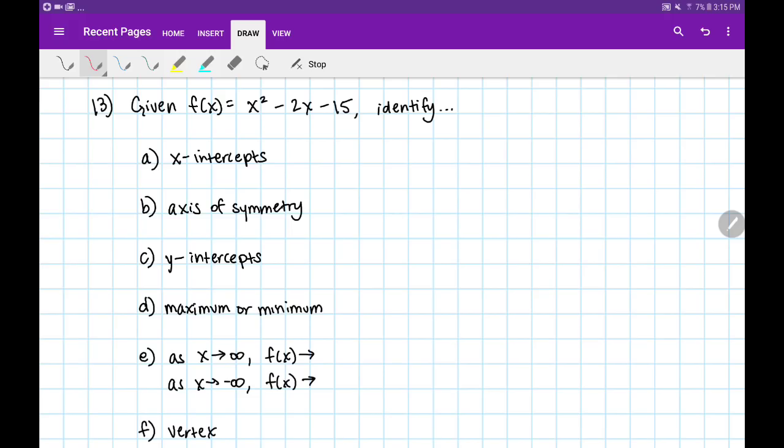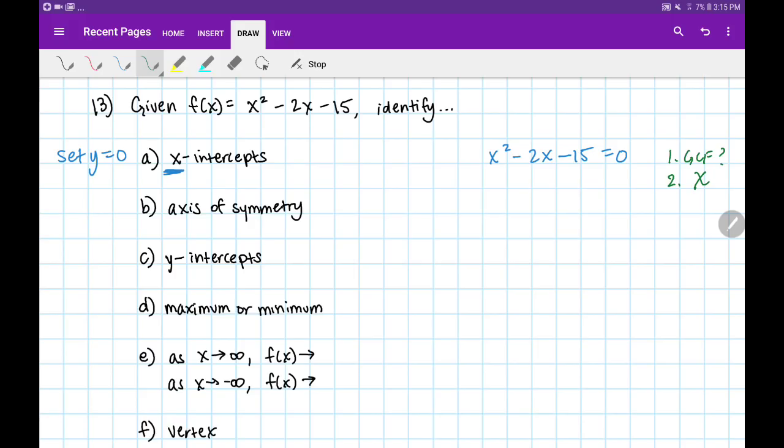13 says, given this function, identify a few things. So first, x-intercepts. We took notes on this. To find the x-intercepts, we set the y equal to 0. Let's do it, and let's be efficient. Ready, set, go. We're setting our y value equal to 0, so it's going to look like this. X squared minus 2x minus 15 equals 0. First check. Is there a number I can pull out from all terms? Well, this has a 1 in front, so there is not going to be a number I can take out that goes evenly. Next, our option is, since it's a trinomial, we'll do our magic x.